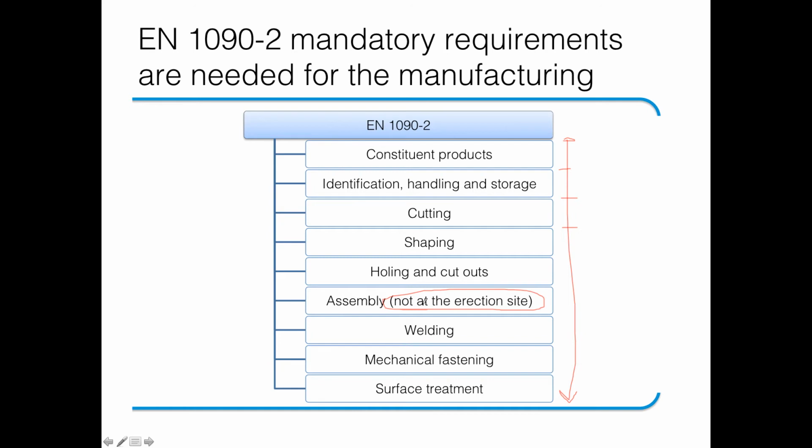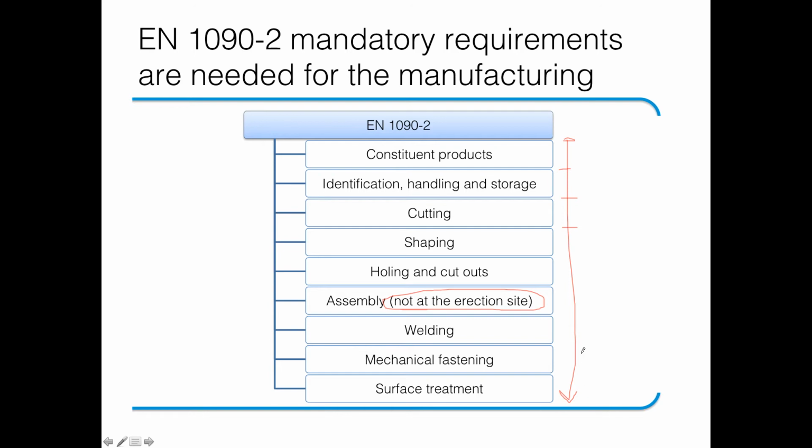And all these requirements don't concern you there. But I just want to highlight that assembly, if you do any trial assemblies at the workshop, is included in the FPC system and in the scope of the EN 1092. Then we have the welding, mechanical fastening, and surface treatment. And here we have guidelines for each and every step of the manufacturing, and you must consider all of these in relation to your own activities.